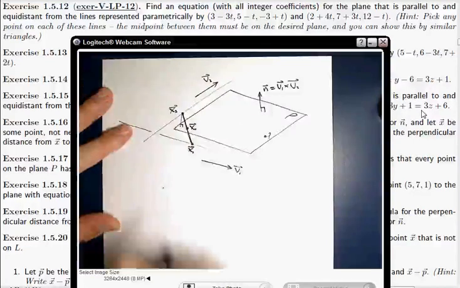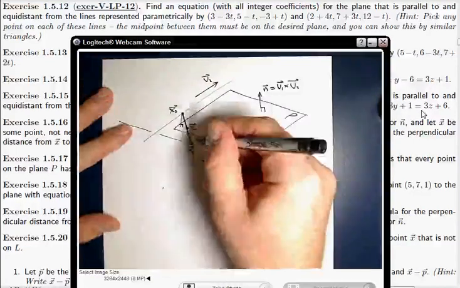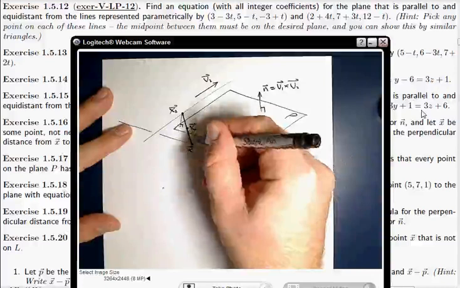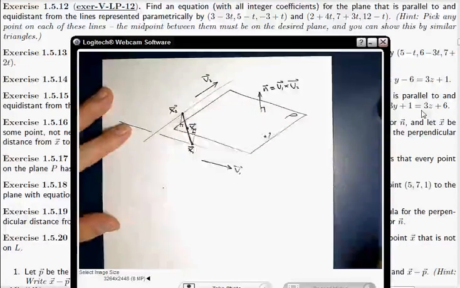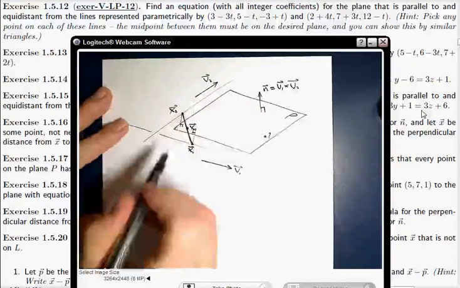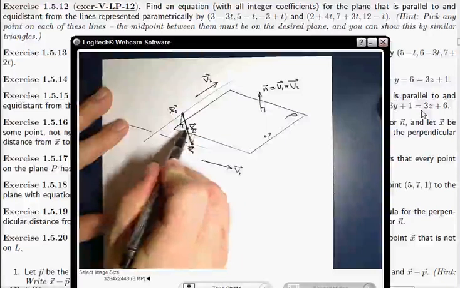Okay, so we dropped a little perpendicular there, and then likewise, let's drop a perpendicular over here. So I've got two similar triangles now.